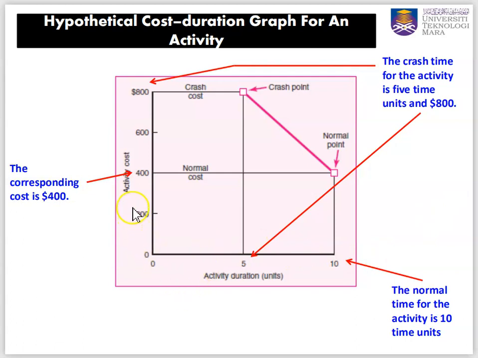So we have activity cost here. Example, cost duration graph for an activity. We have activity cost here, and we have activity duration here. We have normal cost here, whereby we finish at normal time. We have crash cost here to finish at the earliest crash point.